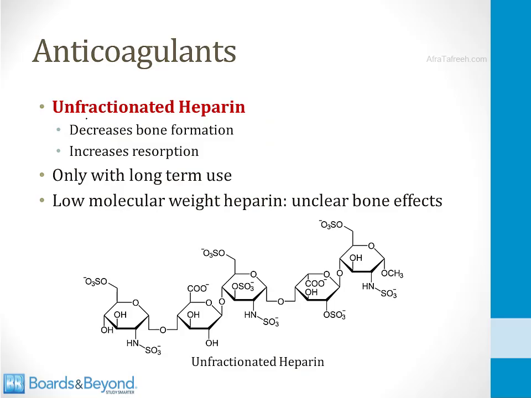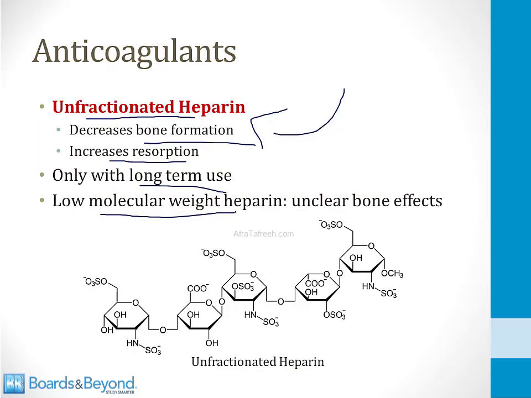In your textbooks, you'll read that anticoagulants are associated with osteoporosis. The main one that does this is unfractionated heparin. I talk about this in the video on anticoagulants in the hematology section. Unfractionated heparin has been shown to decrease bone formation and increase resorption. This only occurs with long-term use, and in the modern era, we never give this drug for long-term use. So really, this is a non-factor in terms of causing osteoporosis in the modern era. We do sometimes give low molecular weight heparin for long-term use. It's less clear whether this has an effect on bones. So this is mostly a historical thing from decades ago when unfractionated heparin was given for the long term.